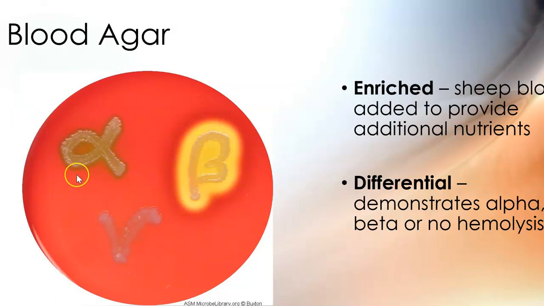So in this picture, you have the alpha where you can see the green zone around all of the stuff growing. The beta, where it's completely cleared out around it. Okay, you can see the plasma left behind. And then the gamma, which we do not ever tell people that there's gamma hemolysis. You just tell them where there's alpha or beta, because gamma means there's no hemolysis. So why would you tell them and say there's nothing there? Okay, so don't tell me that there's gamma hemolysis. Tell me there's no hemolysis. No hemolysis seen.